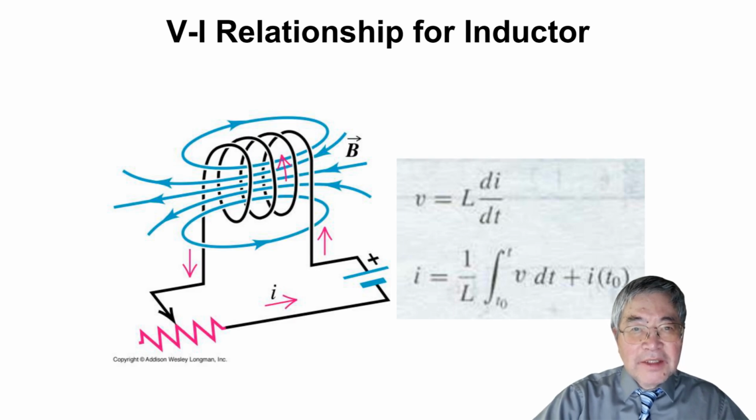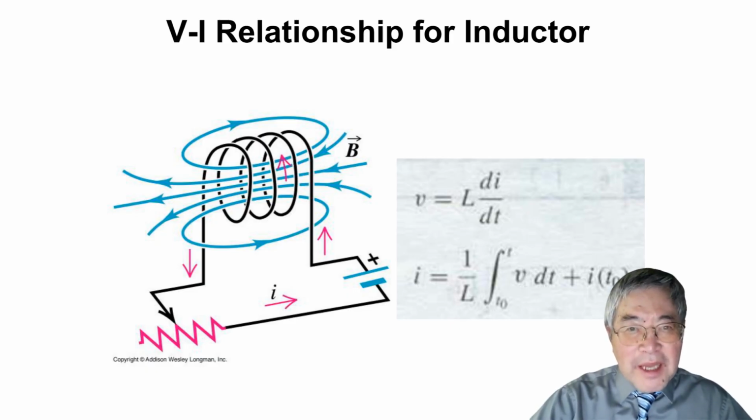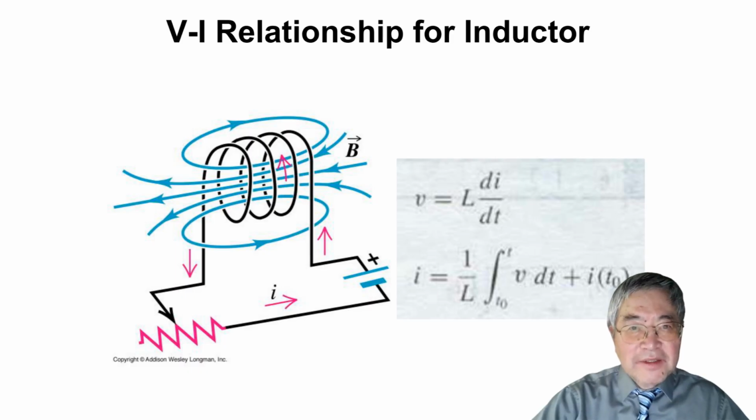Let's now turn our attention to another key electrical component, the inductor, which can also be modeled as a linear system. We see a diagram of an inductor, which is made of a coiled wire that generates a magnetic field when current flows through it. The magnetic field lines, shown here, represent how energy is stored in the magnetic field of the inductor.